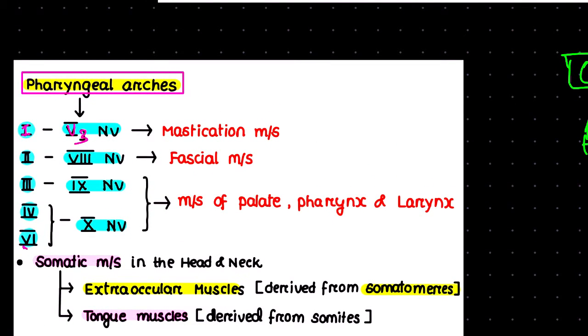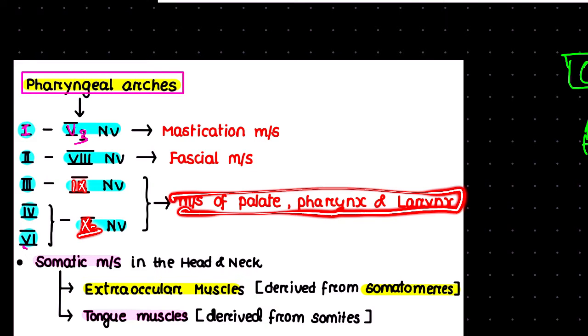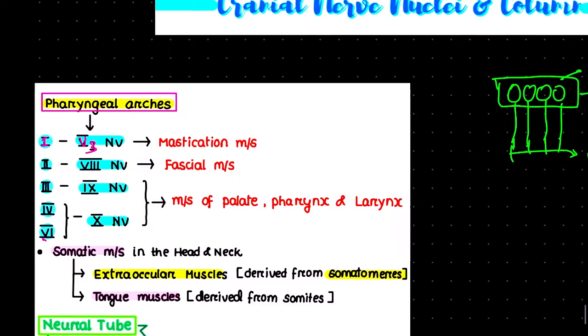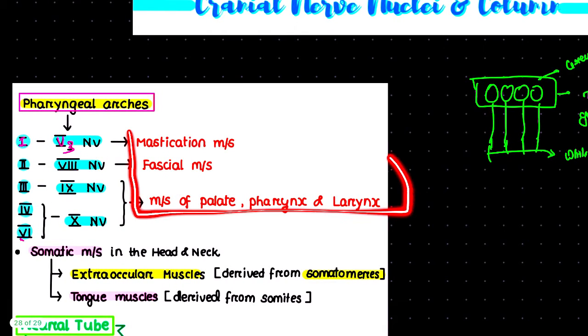Here, what does the mandibular nerve supply? It supplies the muscles of mastication. Similarly, the facial nerve supplies the facial muscles. Similarly, the glossopharyngeal and the vagus supply the muscles of the palate, pharynx and larynx. It is so important.